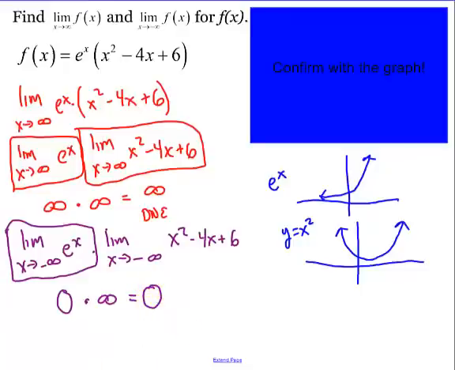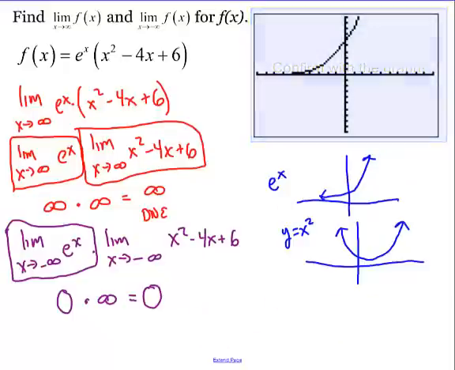So now let's look at a graph and confirm our answer. As I went to positive infinity, we went up forever. As I went to negative infinity, it looks like our graph got closer and closer to 0. So we were correct with our two answers.